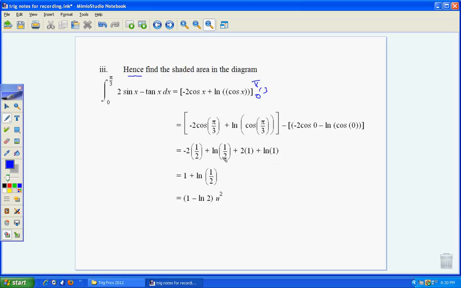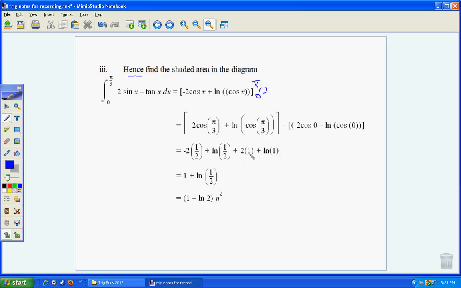Now, we do those values. Cos of pi on 3 is a half. So cos of pi on 3 there is a half as well. So we take natural log of a half. The minus 2 times the half gives us minus 1.